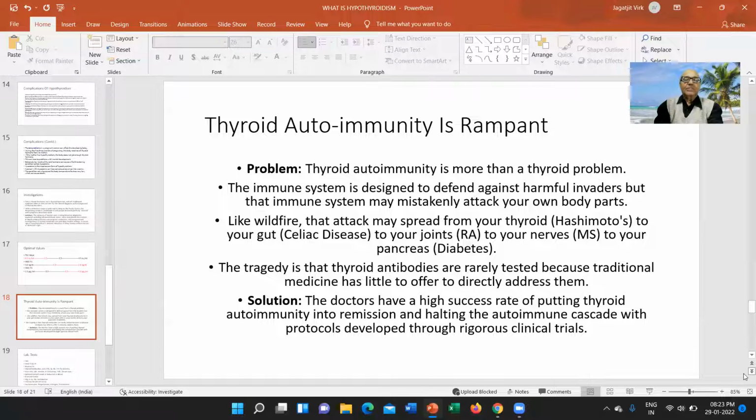The solution is that the doctors have a high success rate of putting thyroid autoimmunity into remission and halting the autoimmune cascade with protocols developed through rigorous clinical trials.